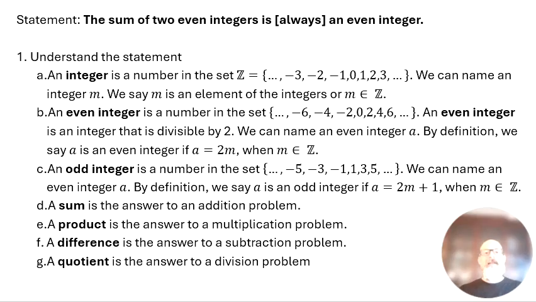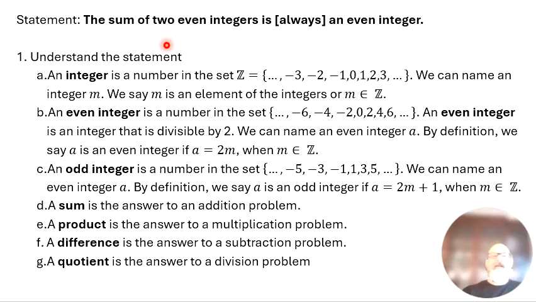Okay, so let's say we want to prove this idea. The sum of two even integers is always an even integer. All right, the first step in doing a proof is to understand the statement. If you can't translate the statement precisely, you can't possibly prove it.